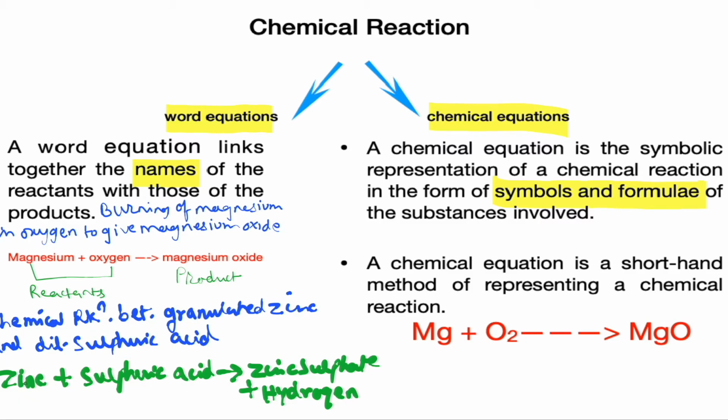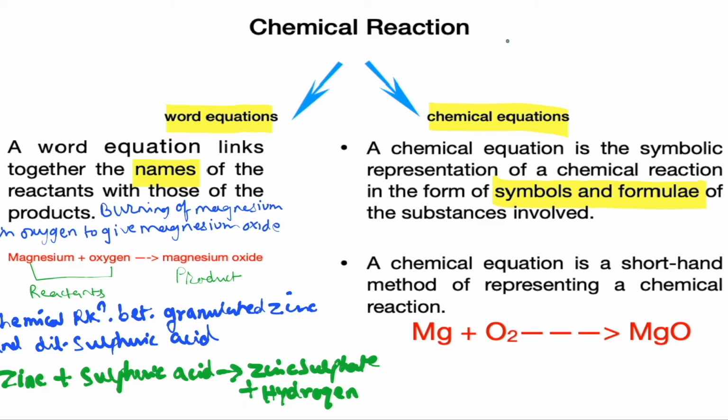Now children, here zinc is written granulated. So granulated means broken into pieces, and water is added to the sulfuric acid. So dilute is written. This I'll explain in another slide in detail.